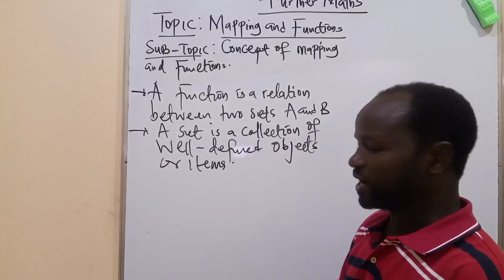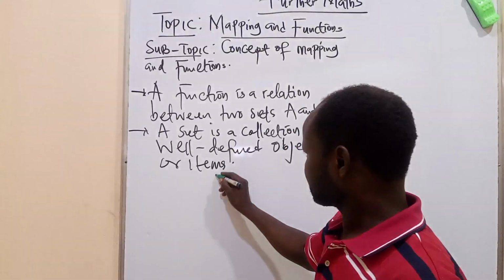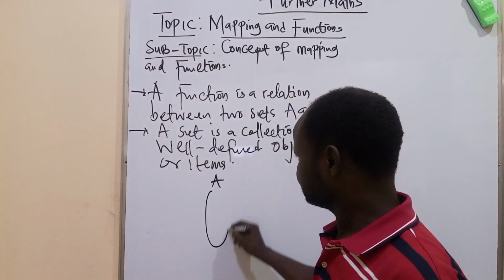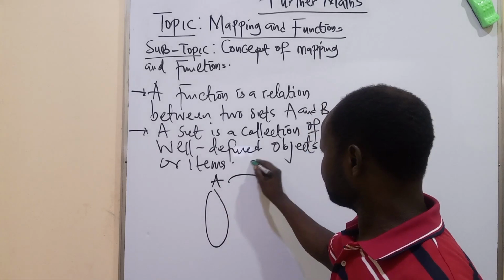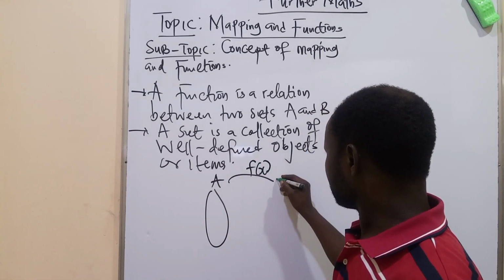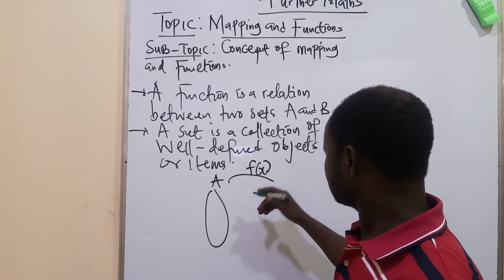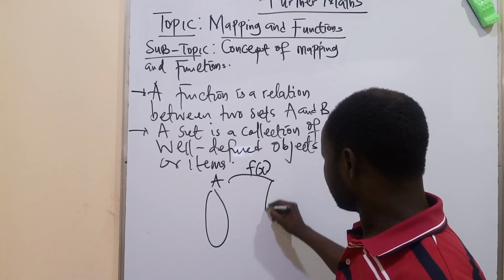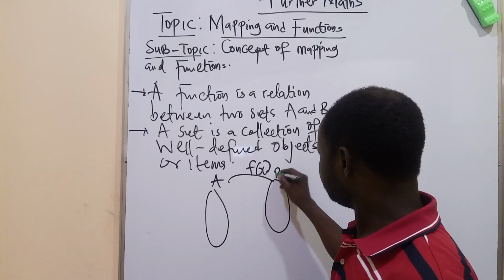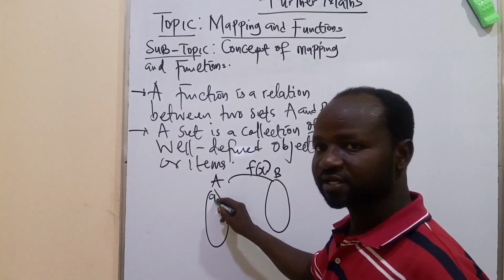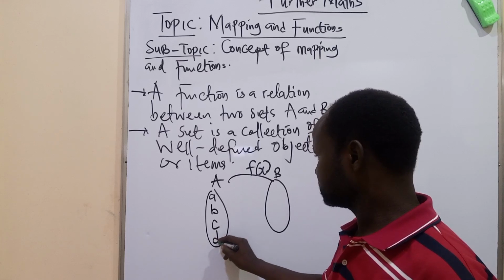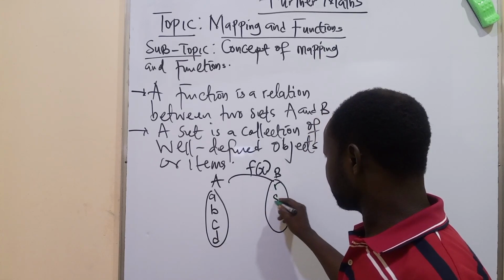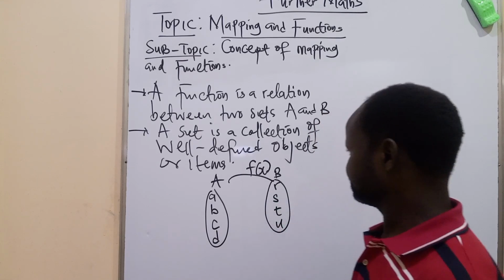Let's say we have two sets. We have set A, then we have this A mapping to B, that's f of x, or let's say y, mapping to B. Let's say we have the elements inside this set A as A, B, C, D. Then here R, S, T, U.